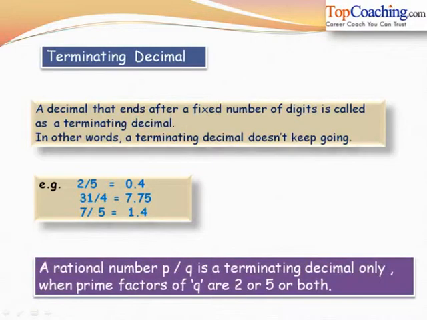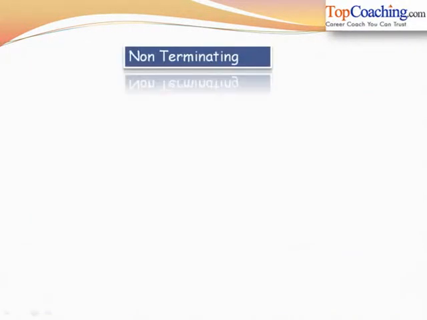Now here we note that the denominator is 4. 2 is a factor of this number, so we get a terminating decimal. Similarly, for 7 by 5, we get a terminating decimal 1.4. So any rational number p by q is a terminating decimal only when the prime factors of q are 2 or 5 or both. Now let's see the other case, which is the non-terminating decimal representation.